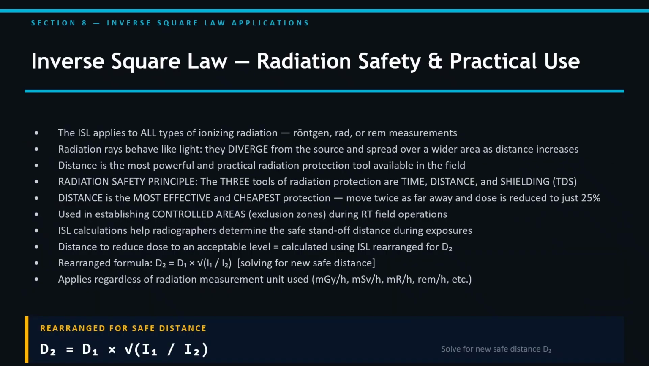Now let's take the inverse square law out of the classroom and put it into a real radiation safety situation. During a radiographic exposure, personnel must remain outside the appropriate controlled area unless their presence is specifically authorized and protected. How do we establish a safe standoff distance? One important tool is the inverse square law. The rearranged relationship allows us to calculate the distance required to reduce a measured intensity to a desired value. The equation is D2 equals D1 multiplied by the square root of I1 divided by I2.